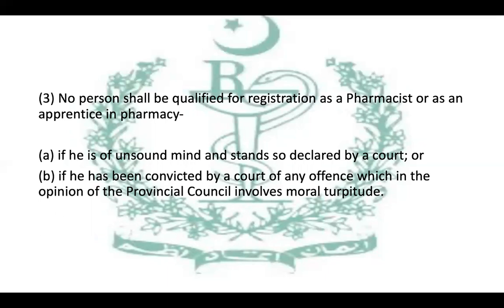कैसे होंगे? If he is of unsound mind and stands so declared by court, अगर वो बताया गया है कि वो स्टेबल नहीं है, ठीक नहीं है, किसी अदालत ने, and if he has been convicted या conviction उसको हो चुकी है by court of any offense which in the opinion of the provincial council involves moral turpitude, किसी moral पे उसको सजा हो सकती है, they cannot be registered as a pharmacist. ये उनके लिए बैन हो गया, they cannot be registered as a pharmacist.